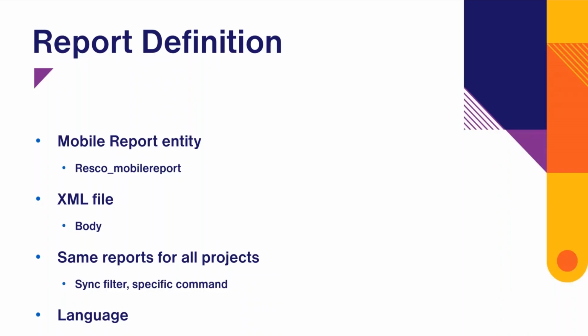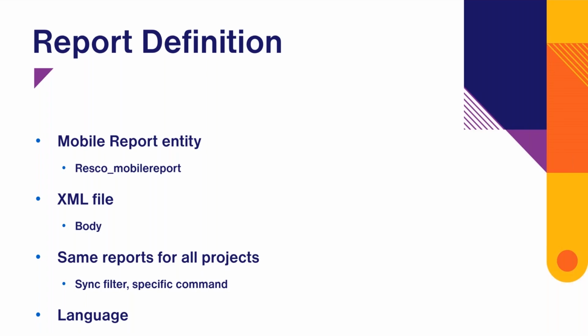So how it works under the hood. Basically, all reports are saved in the mobile report entity, Resco mobile report. These reports are stored as CRM records. So it's not any metadata, it's basically CRM records, so entity records. And the main body, the main report, is saved as an XML file in a body field of this entity.